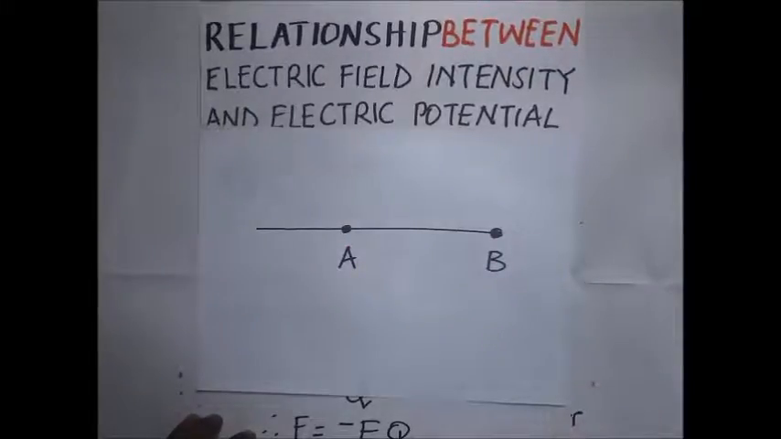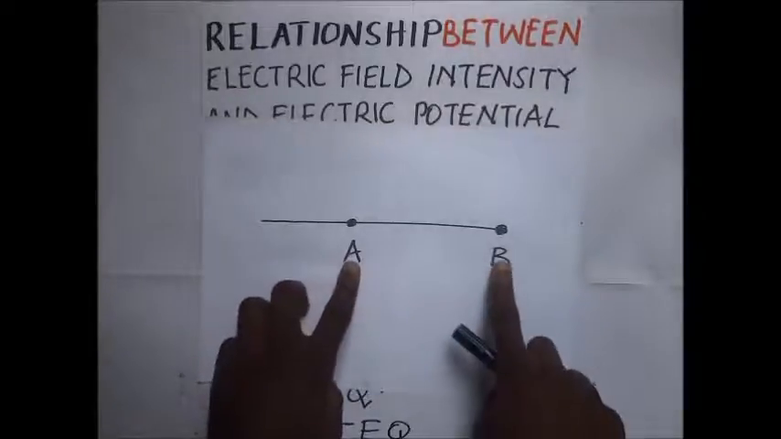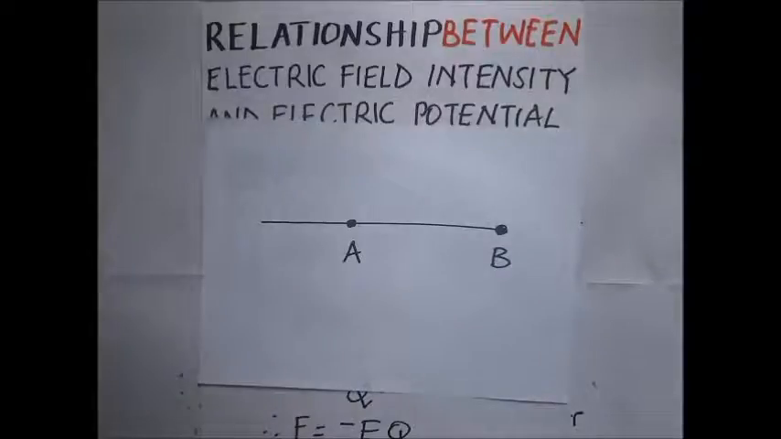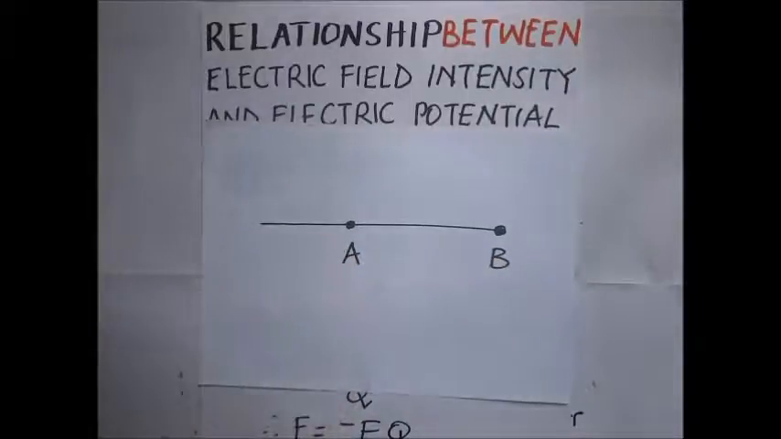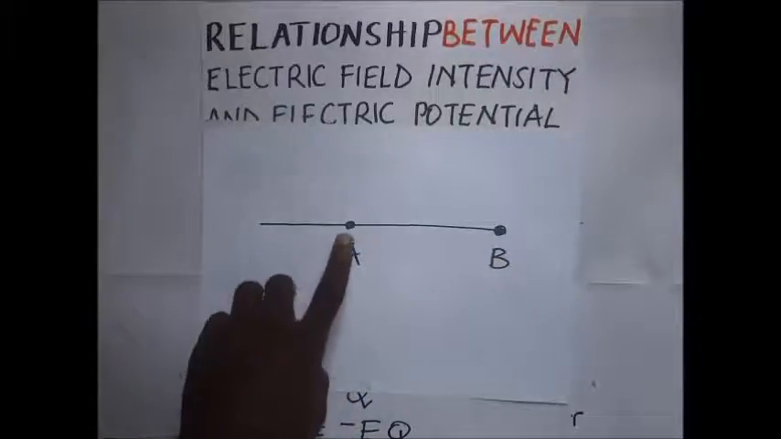Let's consider a charge Q. If a charge Q has been moved from point A to point B within an electric field with an intensity E, it would mean that there is a potential difference between A and B, and there is some work that has been done in moving that charge from point A to B.